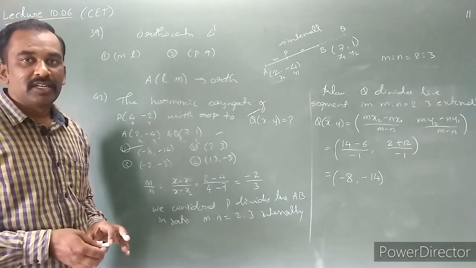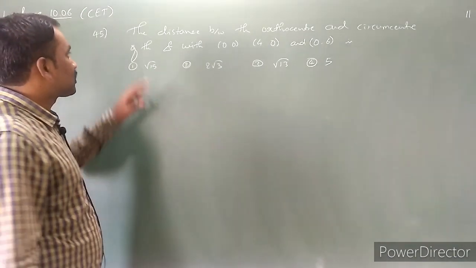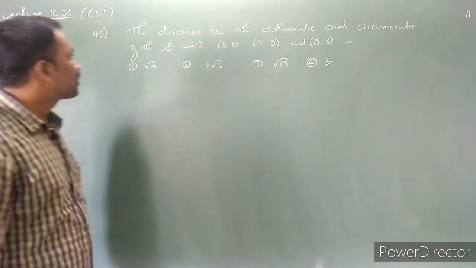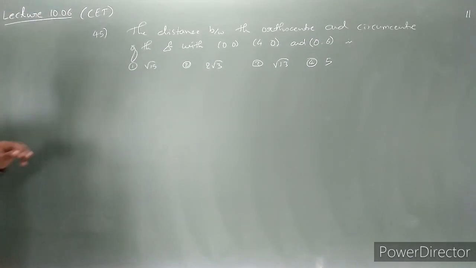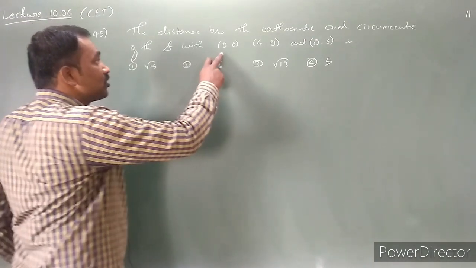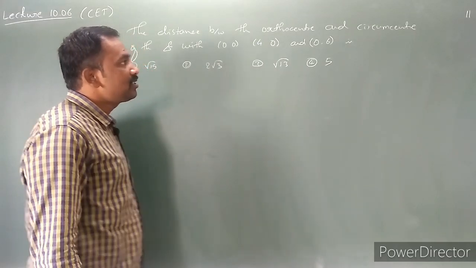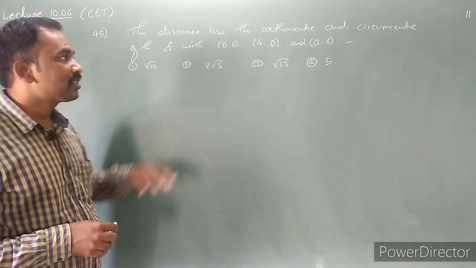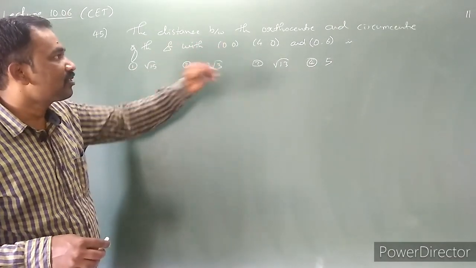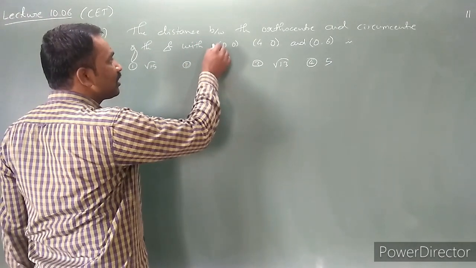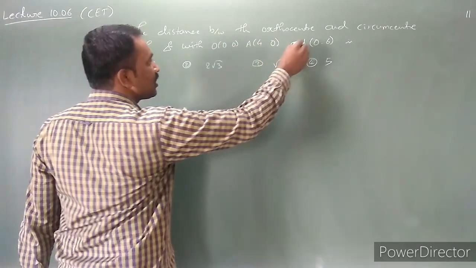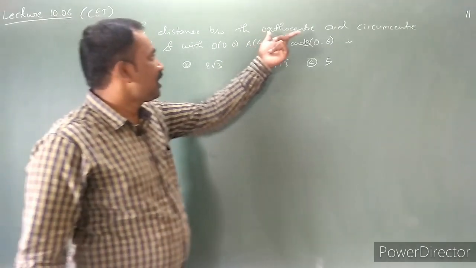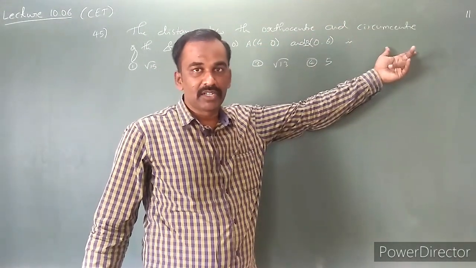Okay, go to the next example. The distance between the orthocenter and the circumcenter of the triangle with the vertices (0, 0), (4, 0) and (0, 6). This type of problem was already solved in the previous video. Three points are given. It is the origin. If it is a right angle triangle, then we can easily find the orthocenter and the circumcenter.